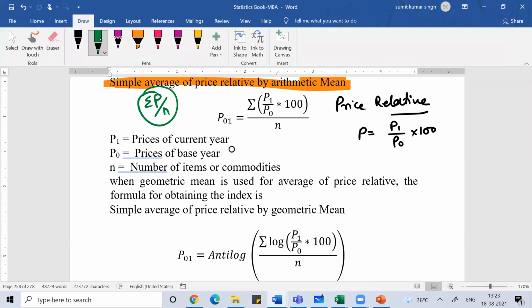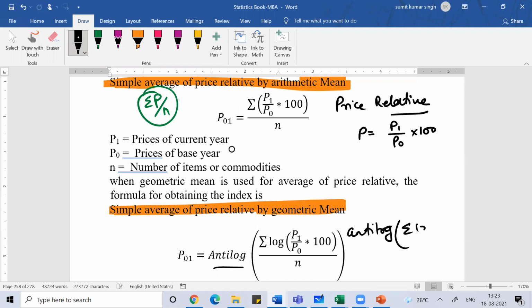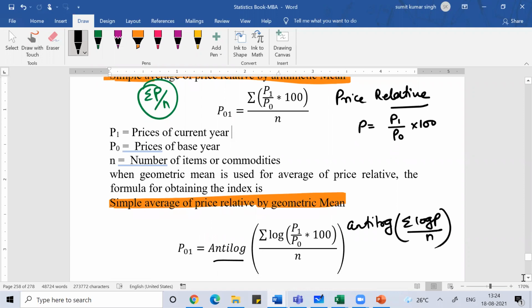Similarly, if you use the simple average of price relative method using geometric mean, you'll use a similar formula, where we take the help of log and anti-log. So your formula is anti-log of sum of log P by N. We have done numerical based on this. I believe you are very clear with this numerical.